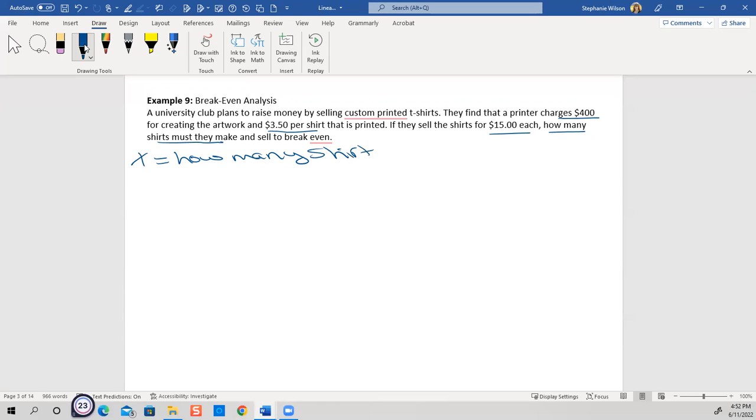We need to see what our cost is, because we are talking about P equals R minus C, which means profit equals revenue minus cost. So I'm going to have C of x is equal to, well, it says they have a $400 charge plus $3.50 per shirt. Then we have a revenue of $15. They're going to sell it at $15 per shirt.